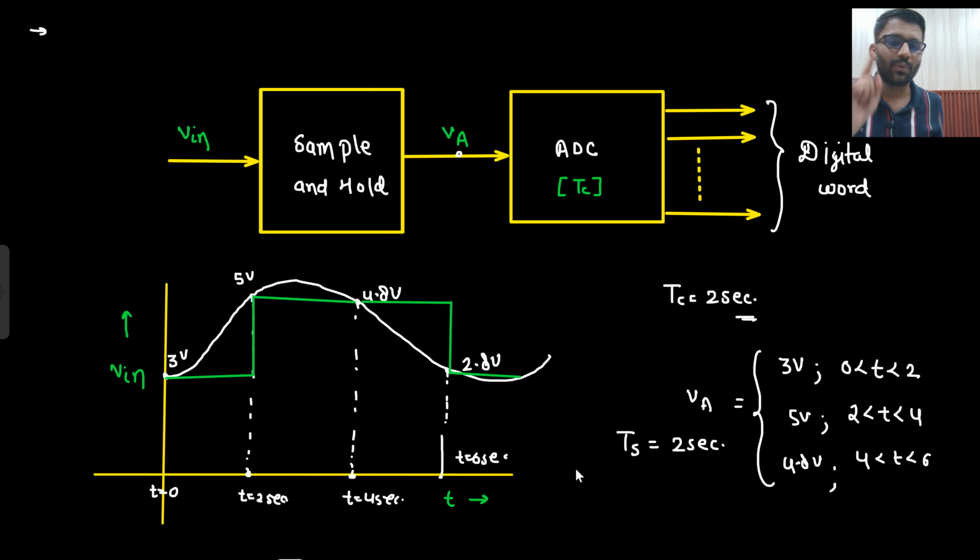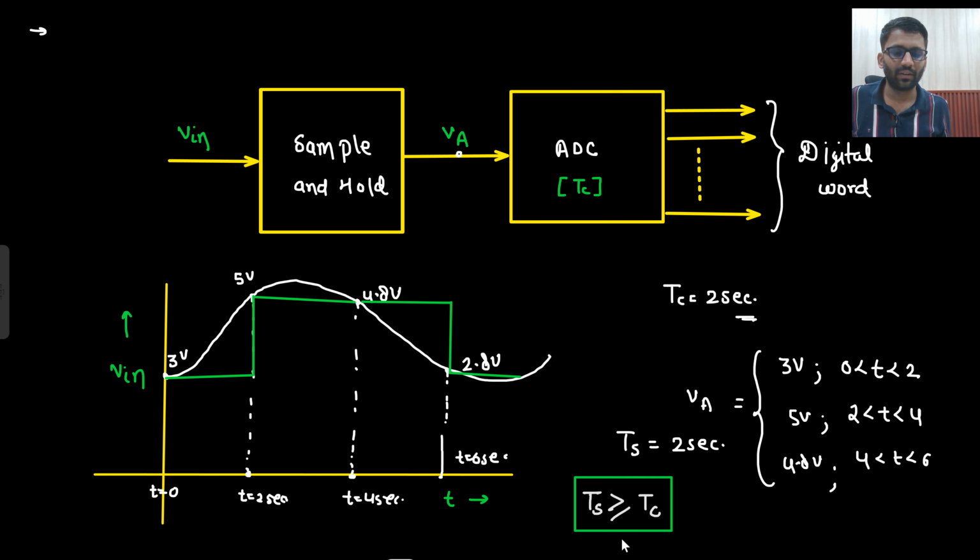So what did you get to know? That your sampling time should be at least greater than, or in the worst case equals to TC. Very important observation, I should not say very important formula, I will say very important observation only, which you need to remember, that your sampling time should be greater than or equals to the conversion time.